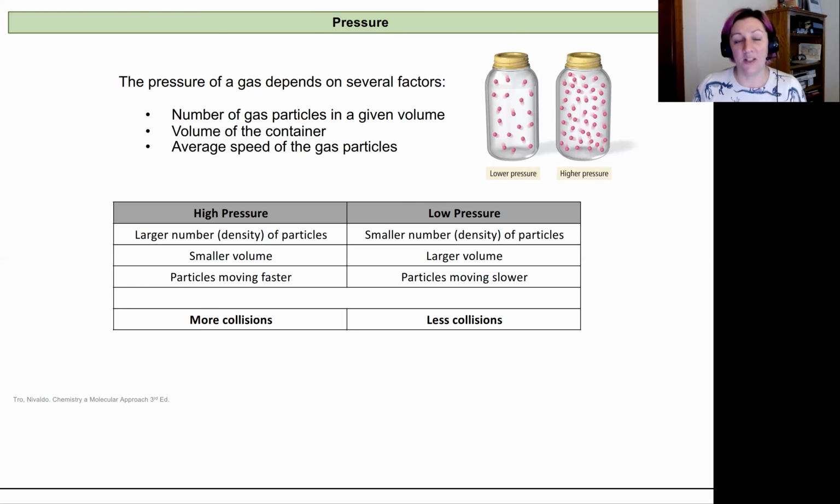And so as we increase those things, or decrease the volume, we're going to see that we have high pressure. And so our pressure increases, as we described, with more collisions occurring. And we'll have a lower pressure when we have fewer collisions occurring. So that's going to be when there are fewer particles around, or it's in a larger volume, or those particles are moving slowly.